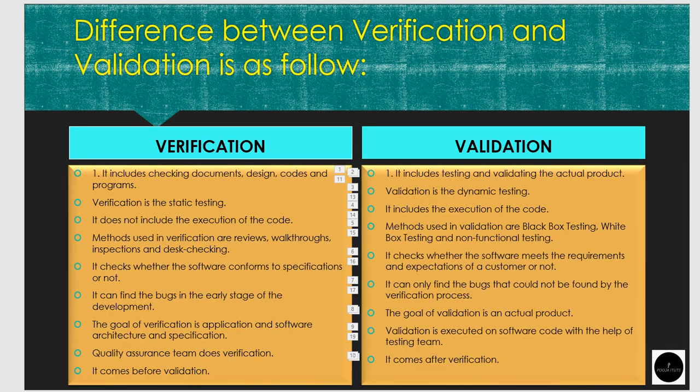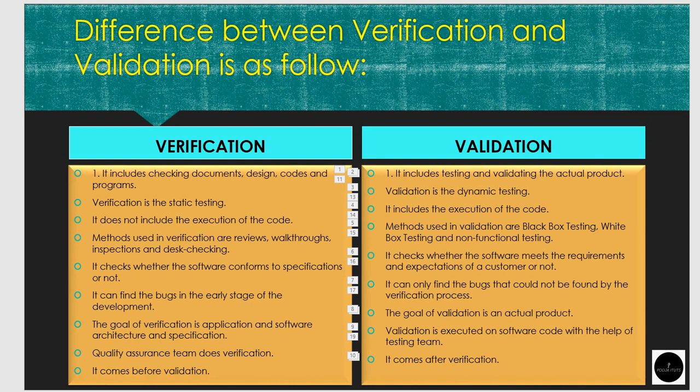Now comes the difference between verification and validation. Verification includes checking documents, design, codes and programs, whereas validation includes testing and validating the actual product. Verification is static testing, validation is dynamic testing. Verification does not include the execution of the code, whereas validation includes the execution of the code. Methods used in verification are reviews, walkthroughs, inspection, and test checking, whereas methods used in validation are black box testing, white box testing, and non functional testing.